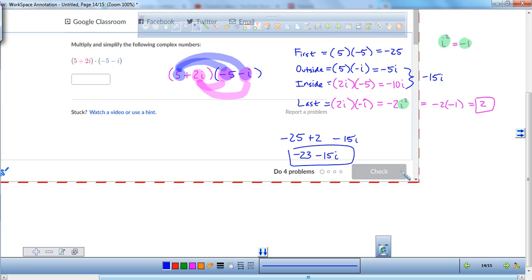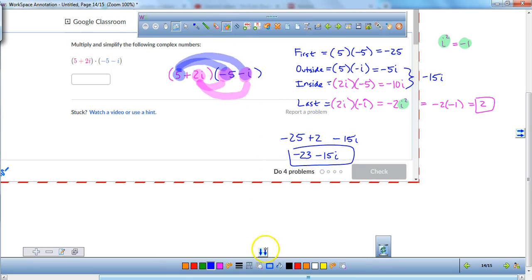Now that's just a review of the FOIL method, where you do the first terms, 5 times negative 5, the outer terms, 5 times negative i, the inner terms, 2i times negative 5, and finally the last terms, 2i times negative i. But if you wanted, we could do it a little bit differently.